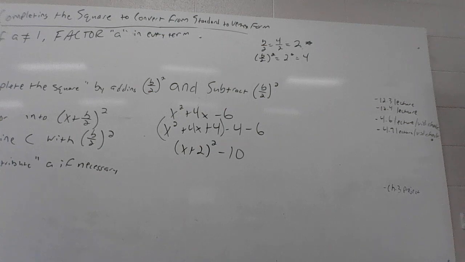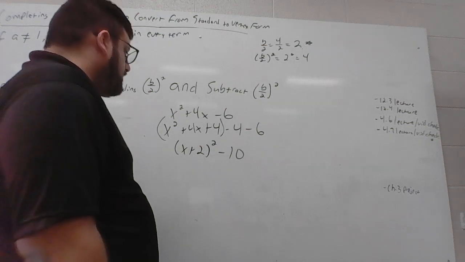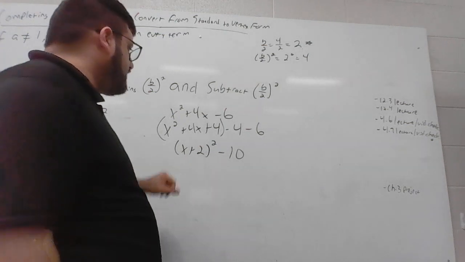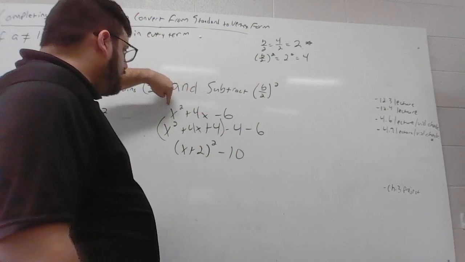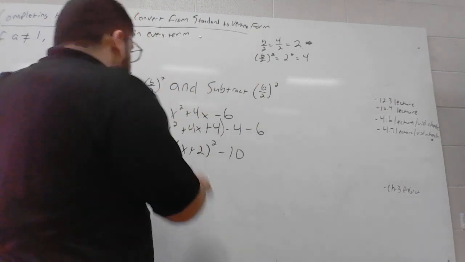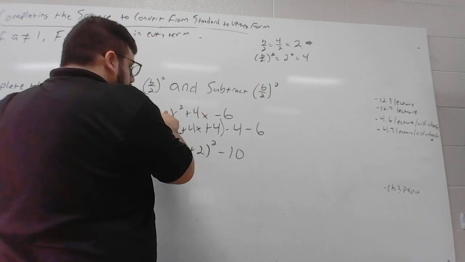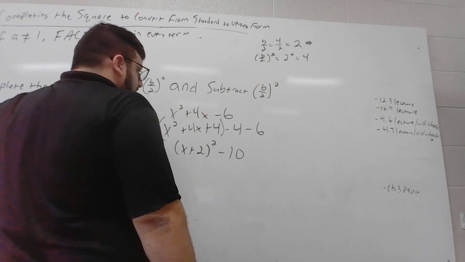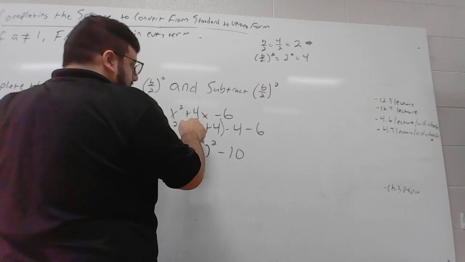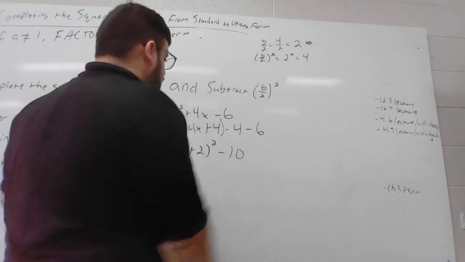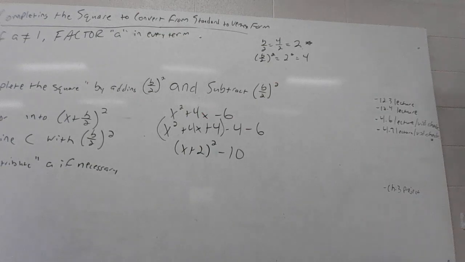Okay. If I wanted to check, my vertex is negative 2, negative 10. Let's see if negative 2 plugged in here gives me negative 10. So negative 2 squared is positive 4. 4 times negative 2 is negative 8. 4 minus 8 is negative 4. Negative 4 minus 6 is negative 10. So it actually does end up working out.